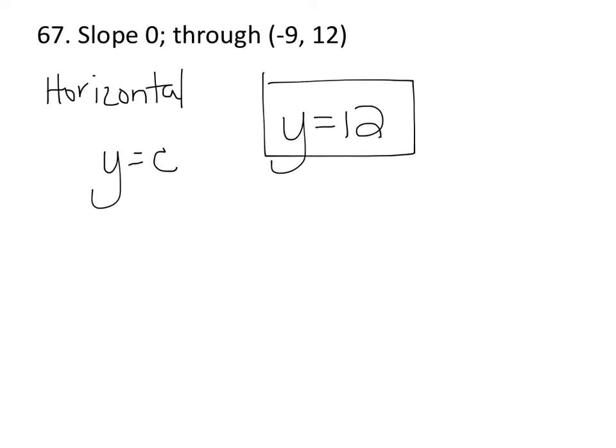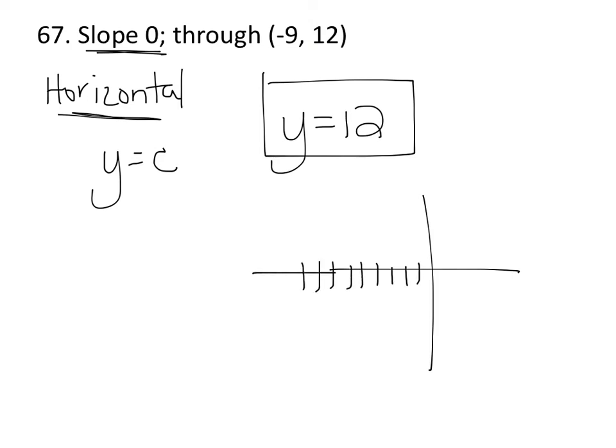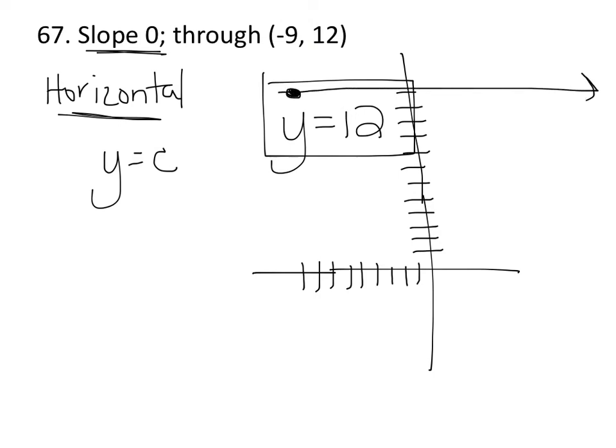Okay? Or you could have said, I know a slope of 0 is a horizontal line. So I'm going to plot the point -9, 12, which is like right here. I'm going to draw a horizontal line through it. And what is that graph? Yeah, it's y equals 12. Okay, either way, that works.